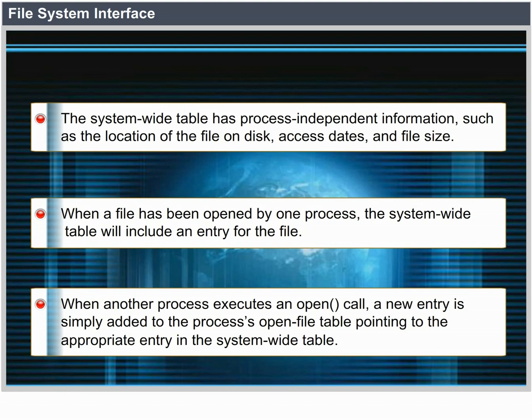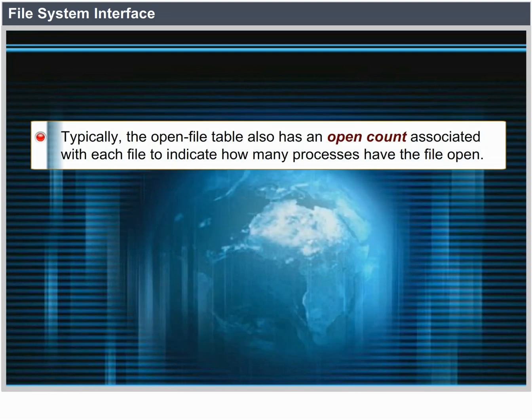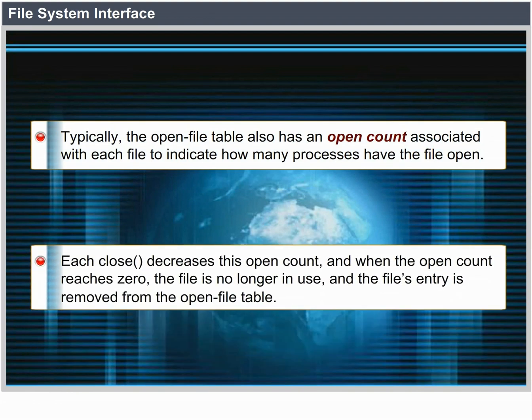Typically, the open file table also has an open count associated with each file to indicate how many processes have the file open. Each close function decreases this open count, and when the open count reaches 0, the file is no longer in use and the file's entry is removed from the open file table.